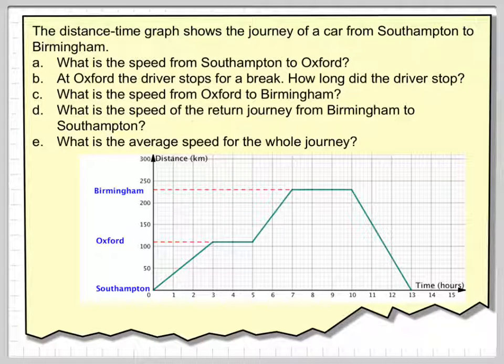So what we've got here is a distance time graph. Along the bottom, in the horizontal axis, we always have time. This time, the units are hours. You should always take note of the units of a graph. The vertical axis is the distance in kilometres. It starts at Southampton, this is Birmingham, and it's going to stop somewhere along the way at Oxford.